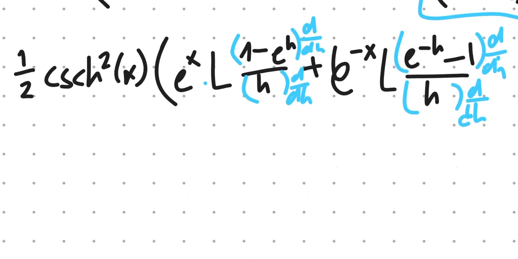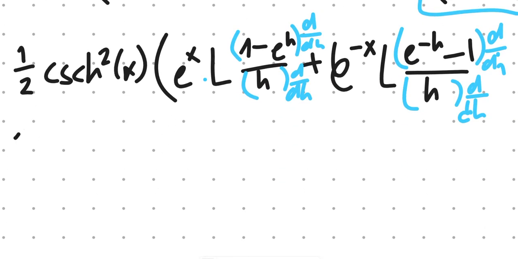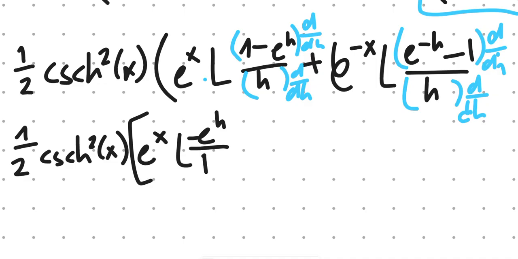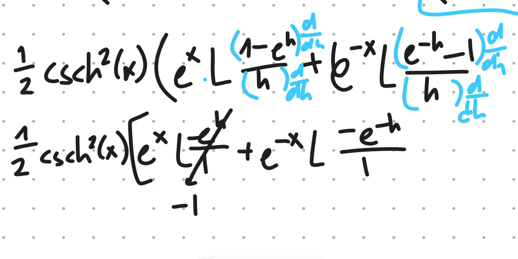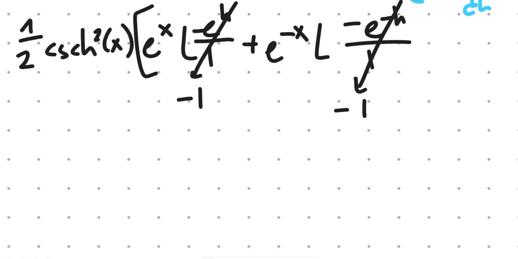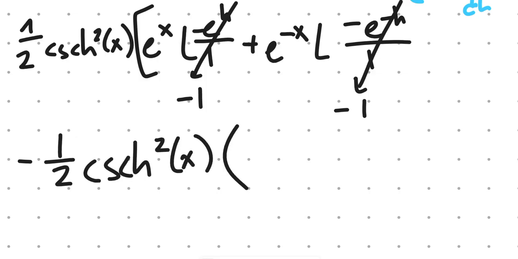Since we have e to the h and e to the negative h, we will get 1/2 cosecant hyperbolic squared of x times e to the x times the limit as h approaches 0 of negative e to the h over 1, plus e to the negative x times the limit as h approaches 0 of negative e to the negative h over 1. So this will approach -1, and this will approach -1, and then we can take the -1 outside, so it will be 1/2 cosecant hyperbolic squared of x times e to the x plus e to the negative x.